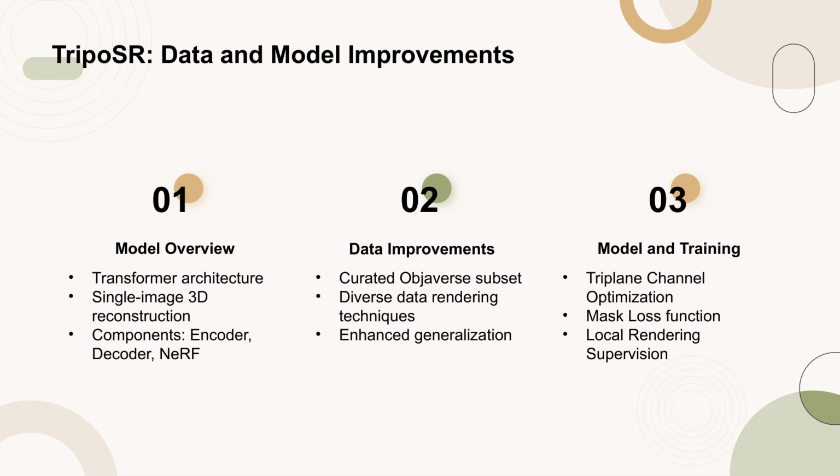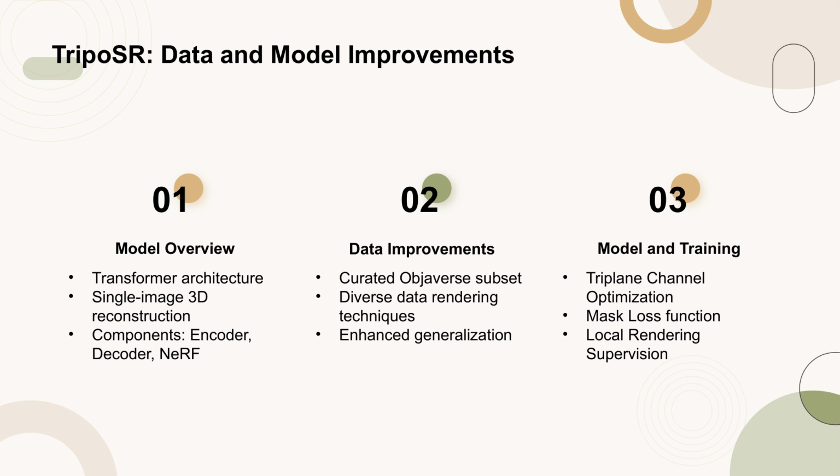It consists of an image encoder, an image-to-triplane decoder, and a neural radiance field, NeRF. The image encoder uses a pre-trained vision transformer model to project an RGB image into latent vectors, which are then transformed into a triplane NeRF representation by the decoder. This representation is optimized for complex shapes and textures. The model does not rely on explicit camera parameter conditioning, aiming for robustness in real-world scenarios.